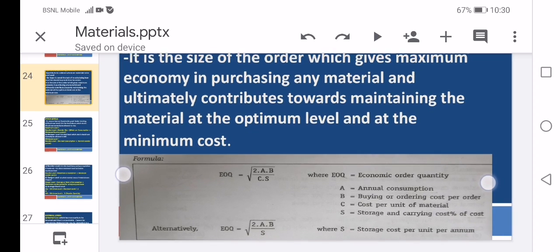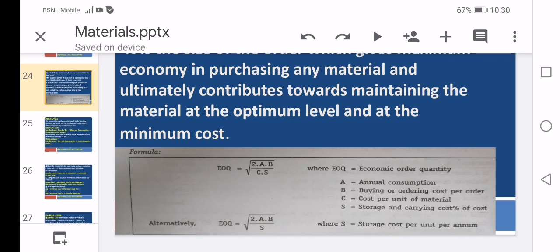And EOQ calculation is very simple with the following formula. EOQ is equal to the square root of 2AB by CS. Let us go for notations. EOQ, economic order quantity. A, annual consumption, which is also known as demand, means the material consumed during the last year is the demand for the next year. So either you write annual consumption or D for demand.